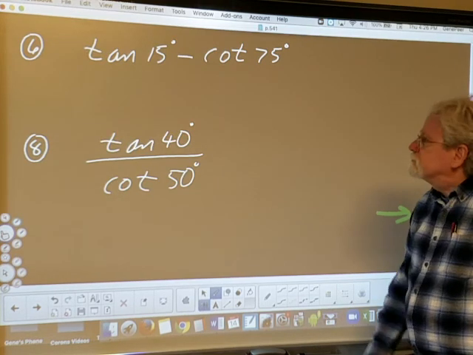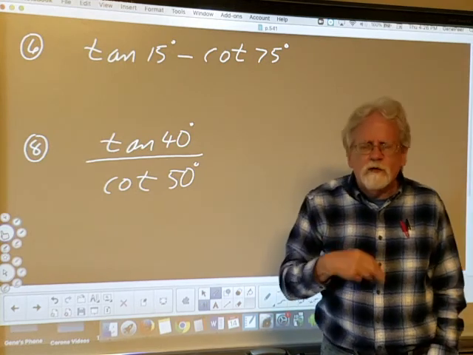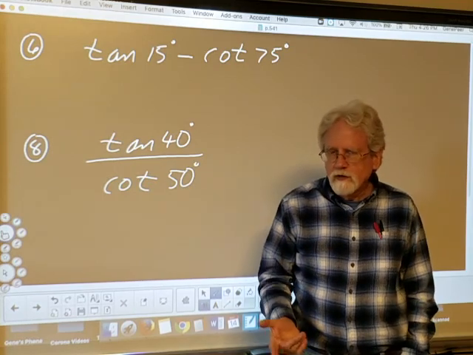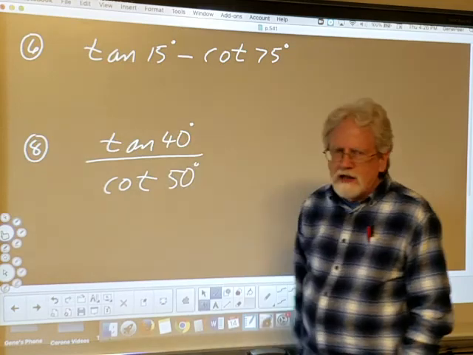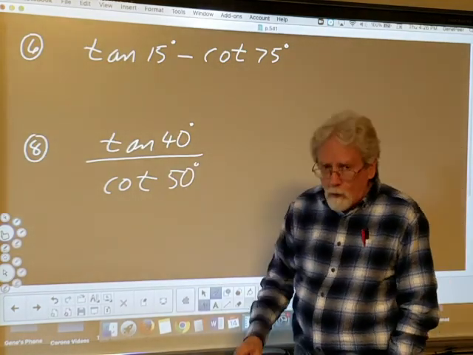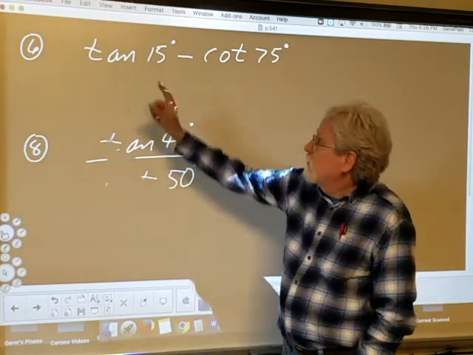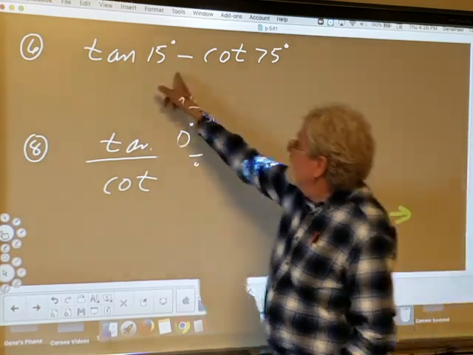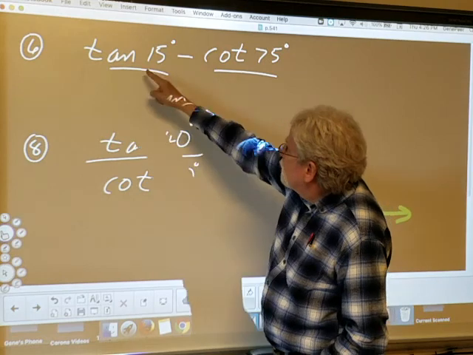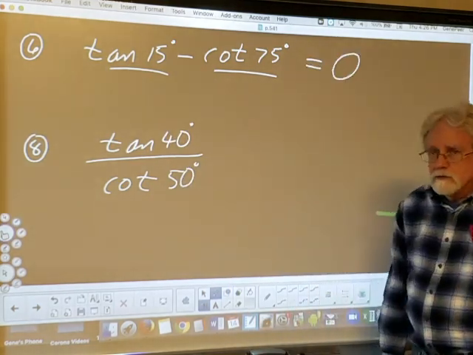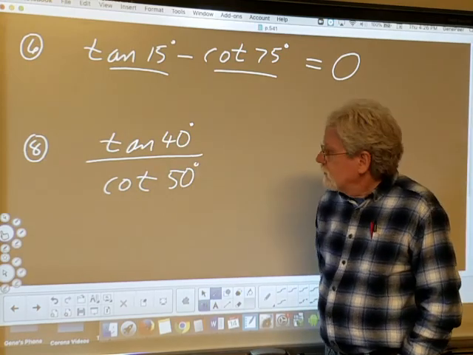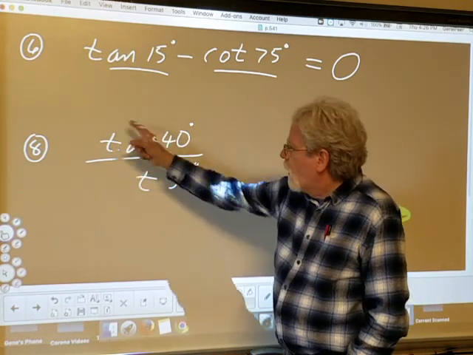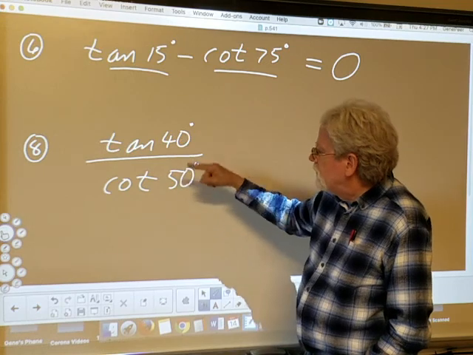Oh, this is easier than it looks. This depends on that concept of the cofunctions. Cofunctions of complementary angles are equal. So that means that the tangent of 15 is actually equal to the cotangent of its complement. The tangent of 15 equals the cotangent of 75. Oh, so these two are equal? Well, if we subtract two equal numbers, don't we get 0? Yeah, of course. Here, likewise, tangent of 40 is exactly the same thing as the cofunction, cotangent of the complement 50.